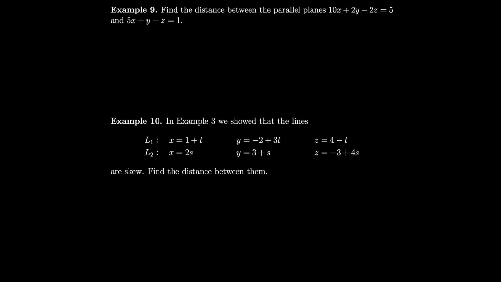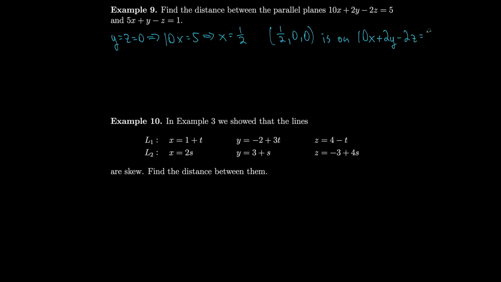So to do that, how about we set y and z to be 0. So that'll tell us what the x-intercept of that plane is. So that means that 10x equals 5. So x is equal to 1/2. I did that for this first plane. So that means that the point (1/2, 0, 0) is on the plane 10x plus 2y minus 2z equals 5. So let's get the distance between that and our other plane, 5x plus y minus z equals 1.